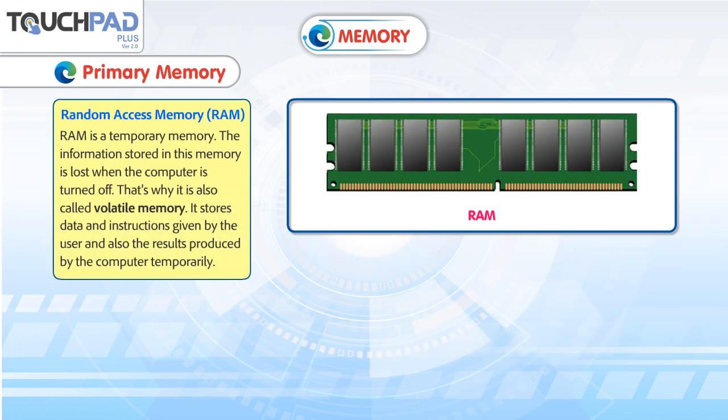Random access memory, RAM. RAM is a temporary memory. The information stored in this memory is lost when the computer is turned off. That's why it is also called volatile memory. It stores data and instructions given by the user and also the results produced by the computer temporarily.